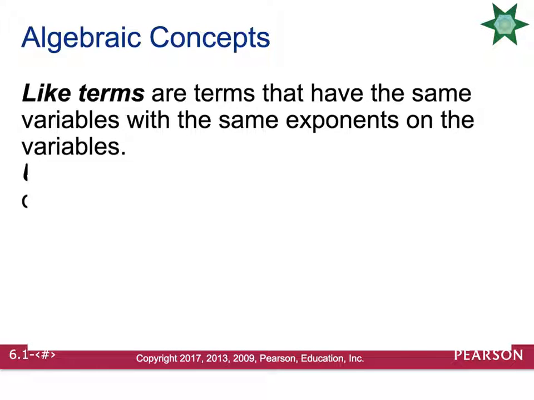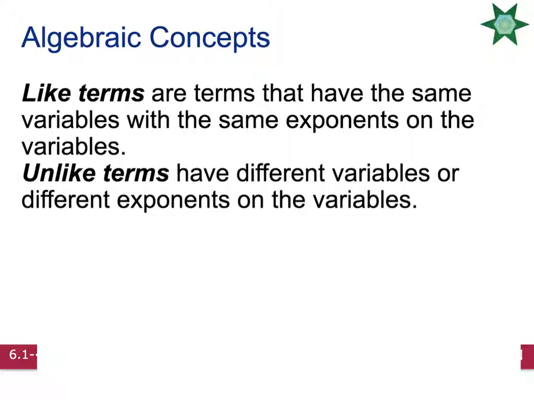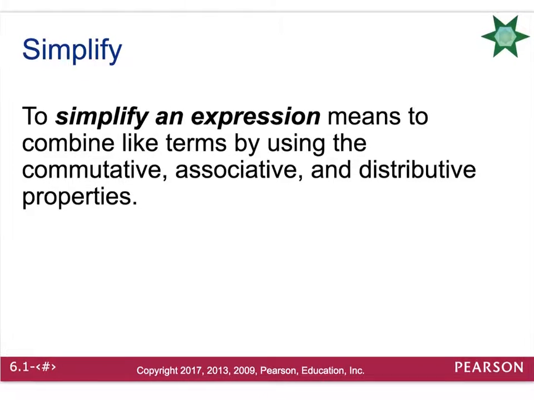One thing that's important is that you know what a like term is. Like terms are terms that have the same letter with the same exponents. If they have different letters or different exponents, they are considered unlike terms. This is important because often you'll be asked to combine like terms, and only things that have the same letter with the same exponent can be combined. To simplify an expression is the same thing as combining like terms. You want to make sure that there are no parentheses left and that all the like terms have been combined in order for something to be completely simplified.